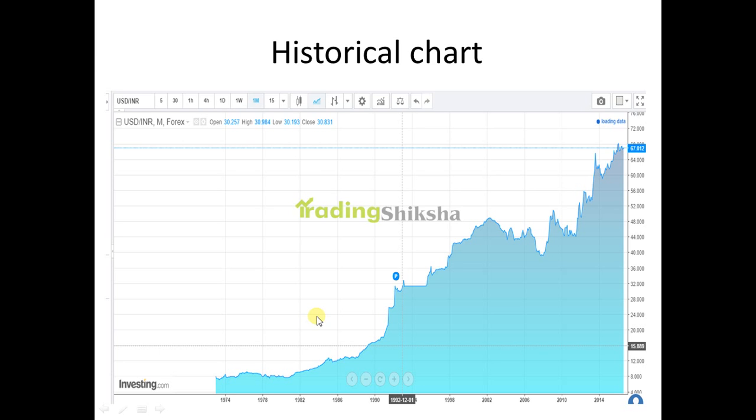So we start by looking at the historical exchange rate of dollar and rupee. You can see in this chart in 1974 $1 was equal to 8 rupees, and over the years it has risen, and now $1 is equal to 67 rupees. So why has the dollar always risen against the rupee in the longer term?